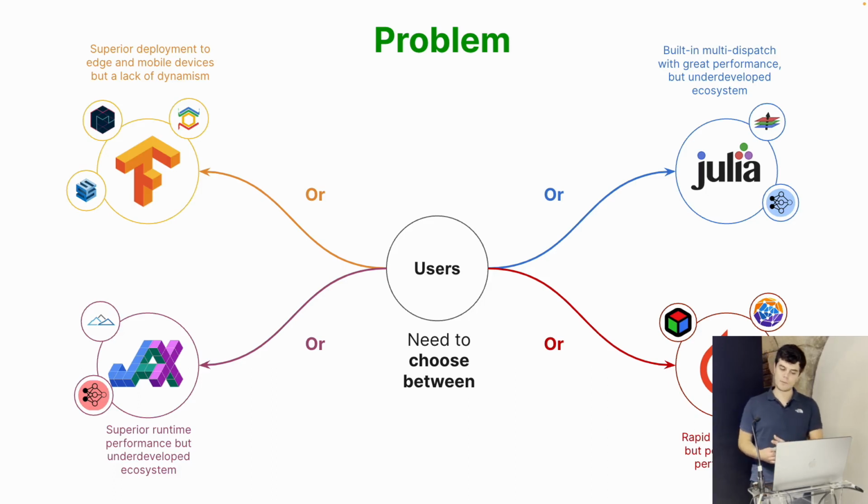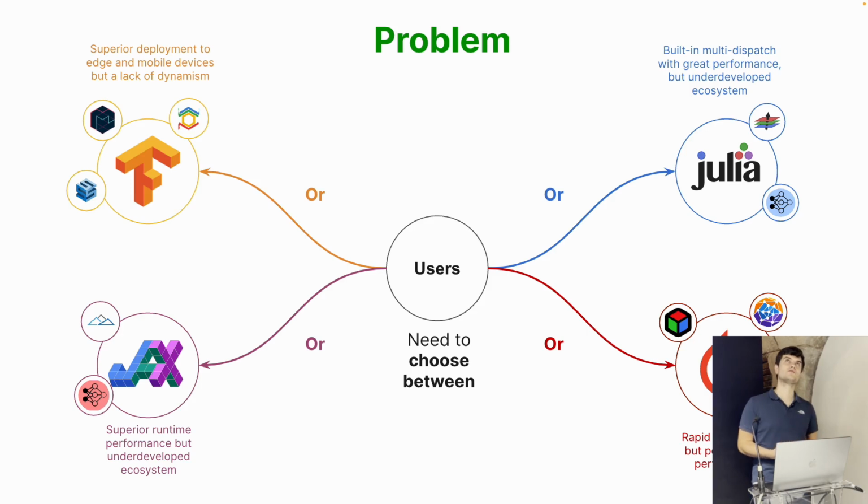So to outline the problem a bit more, whether you're a researcher, a startup, or a large enterprise, you basically need to back a horse with your framework installation. Maybe you choose PyTorch because it's very good for rapid prototyping, it's got an amazing ecosystem, but it's very poor for runtime performance. Maybe you choose JAX or Julia because it's very good for runtime performance, but again, not quite so good when it comes to rapid prototyping, and also doesn't have quite the same ecosystem built around it. Maybe you choose TensorFlow because it's got very good bindings for edge and mobile devices, specifically via TF Lite.